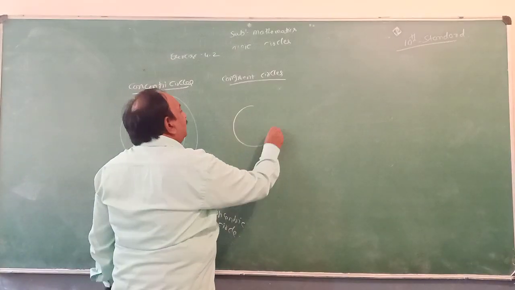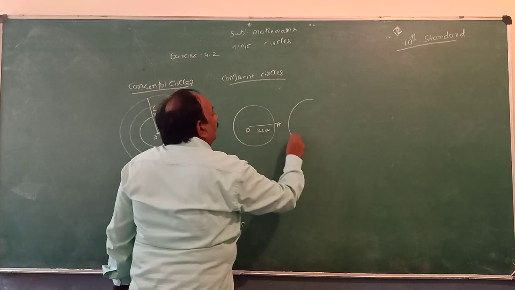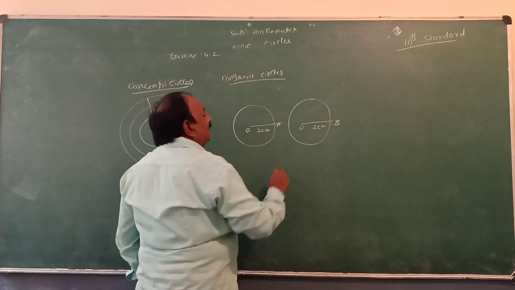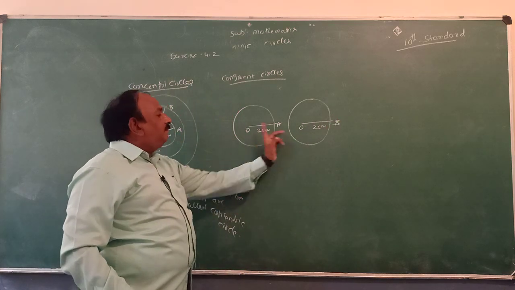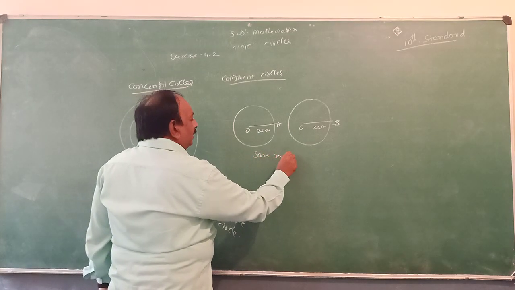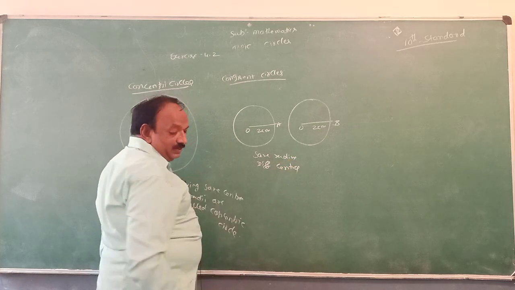What are congruent circles? 2 centimeter OA, another circle 2 centimeter OB. Circles having the same radius but different centers are called congruent circles.